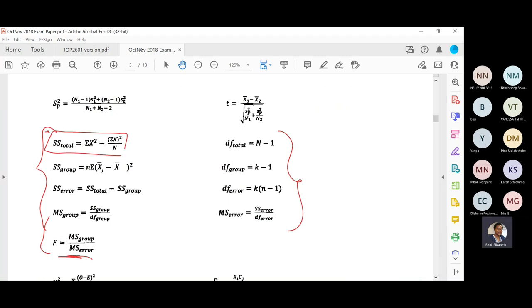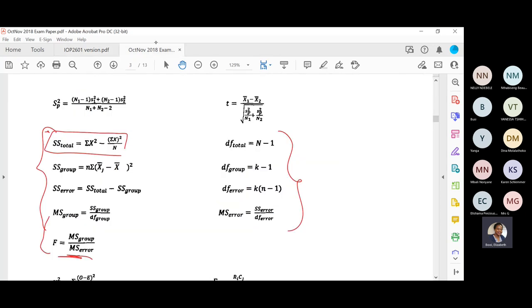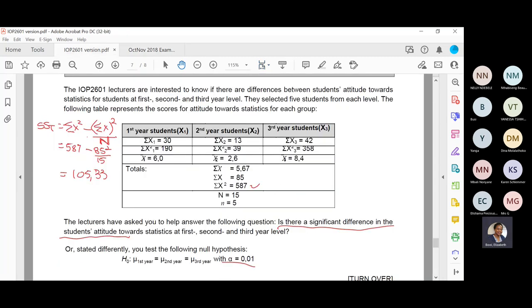We can use this formula, SS group. Your SS group is the sum of your mean J minus the mean. So that will be the mean of every group, that minus the overall mean, that minus the overall mean, that minus the overall mean, because it's the summation of them squared. So we just need to calculate it that way. So I'm going to calculate it. I'm just going to use this part here.